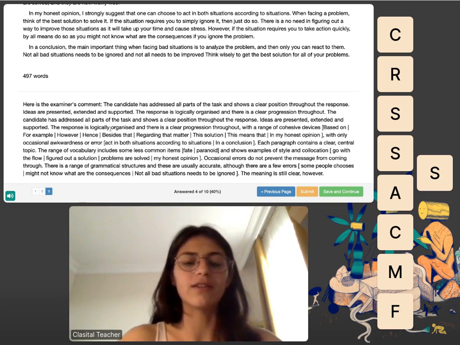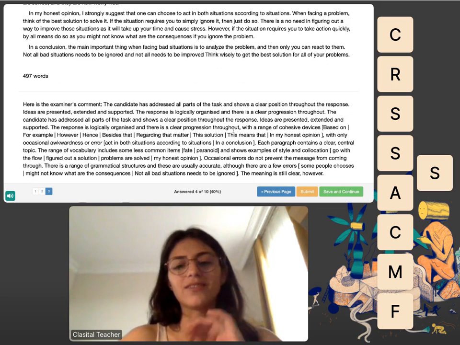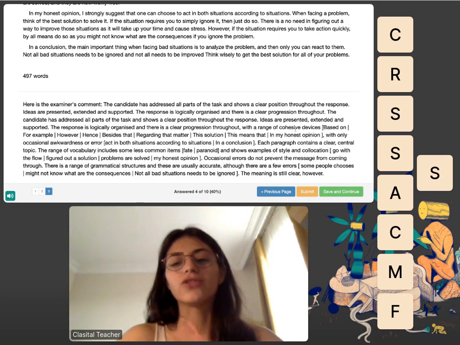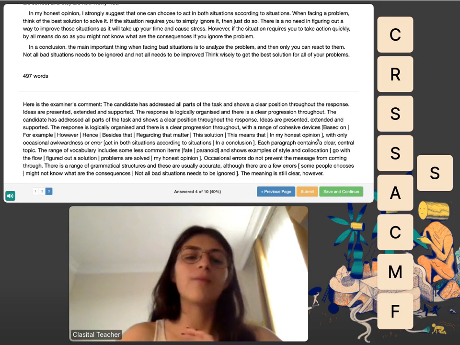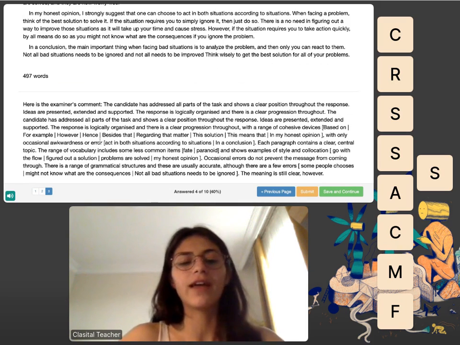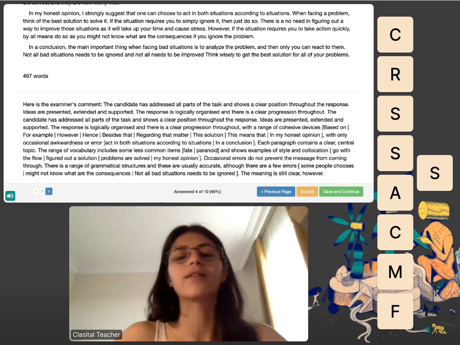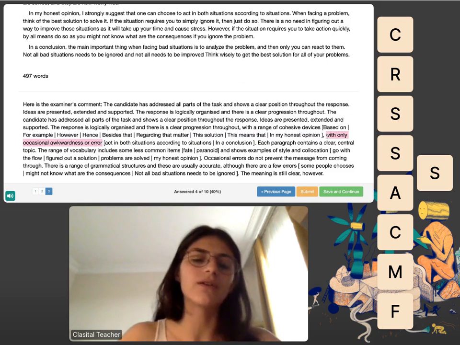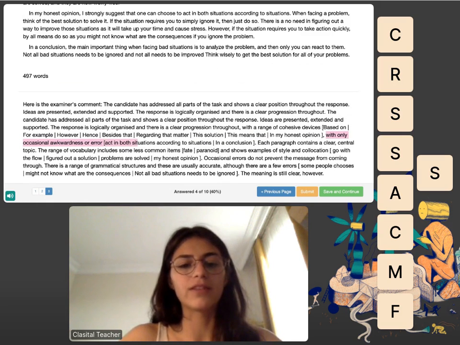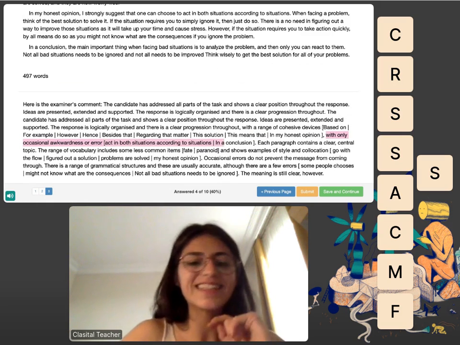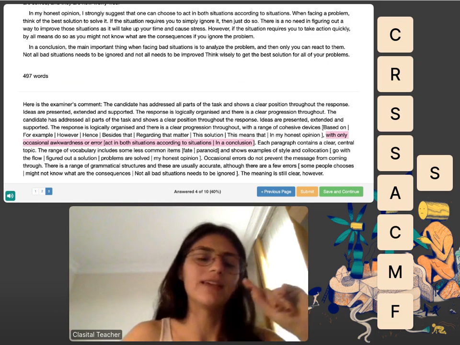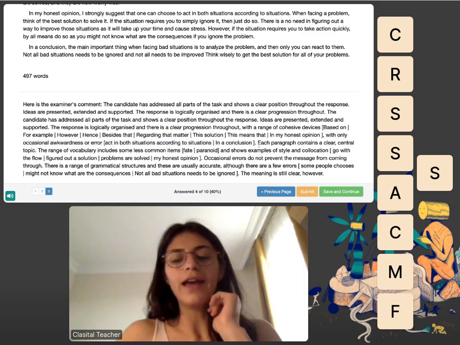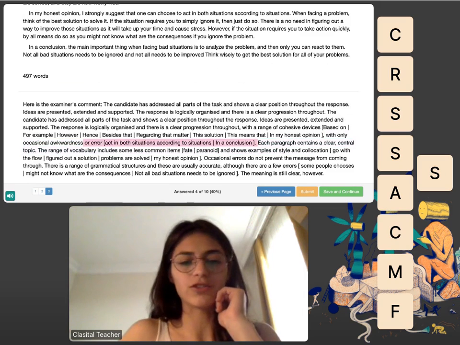The response is logically organized, and there is a clear progression throughout with a wide range of cohesive devices, such as based on, for example, however, hence, besides that, regarding that matter, this solution, this means that, and stuff like that, with only occasional awkwardness or error. Act in both situations according to situations, in a conclusion, which should be in conclusion. Each paragraph contains a clear central topic.